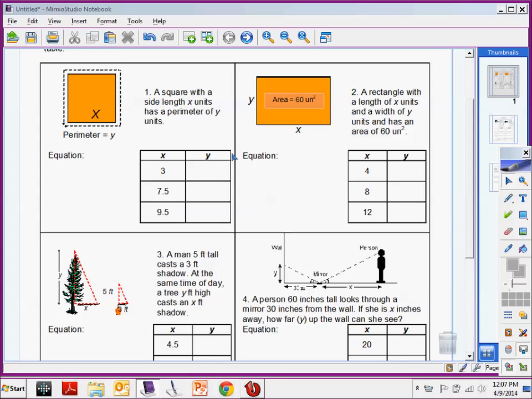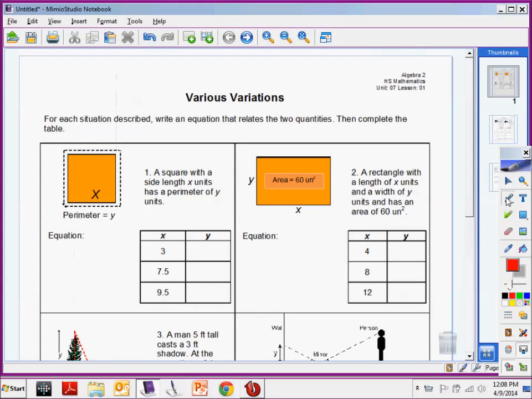And now we're applying what we learned. Remember, direct variation is what? Multiplication. And inverse variation is division. Okay? So let's just, I'm going to write it down real quick.